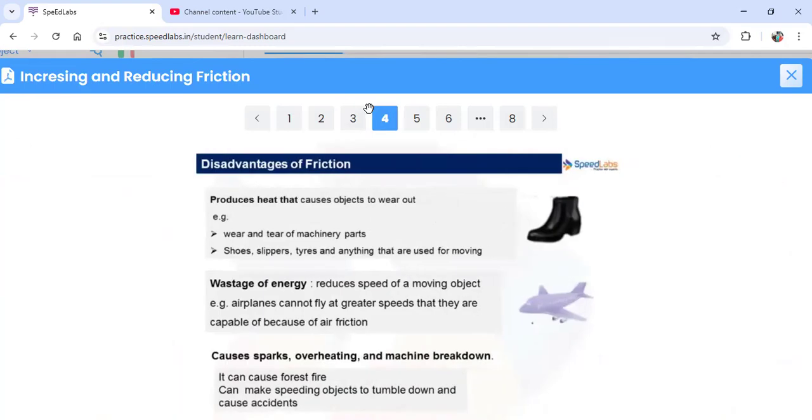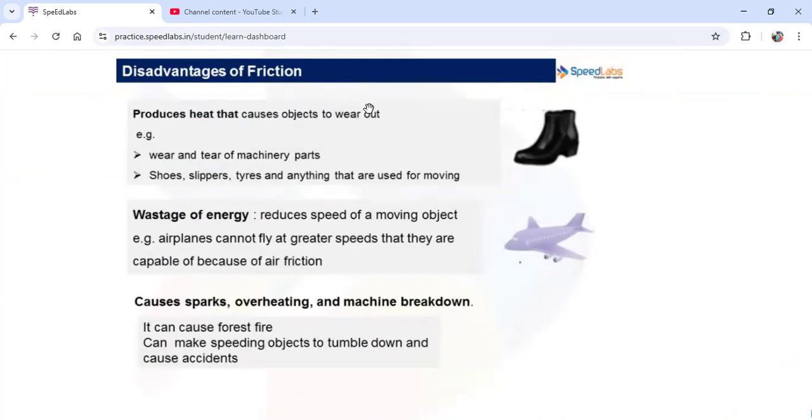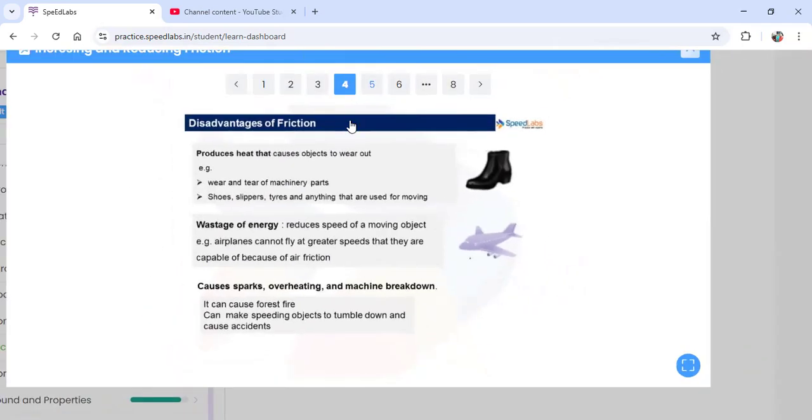Disadvantages of friction. Yes, it produces heat that causes objects to wear out. Example, wear and tear of machinery parts, soles, sleepers, tires, and anything that is used for moving. Now, wastage of energy also happens due to friction, children. And friction reduces the speed of moving objects. Example, aeroplanes cannot fly at greater speeds than they are capable of because of air friction. Next, it causes sparks, overheating, and machine breakdown. It can cause forest fires. It can make speeding objects tumble down and cause accidents. Okay, so these are the disadvantages you can write.